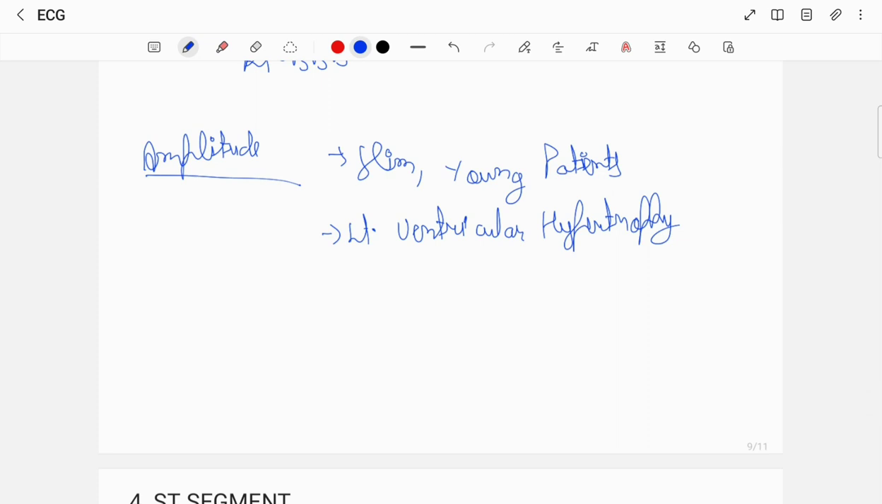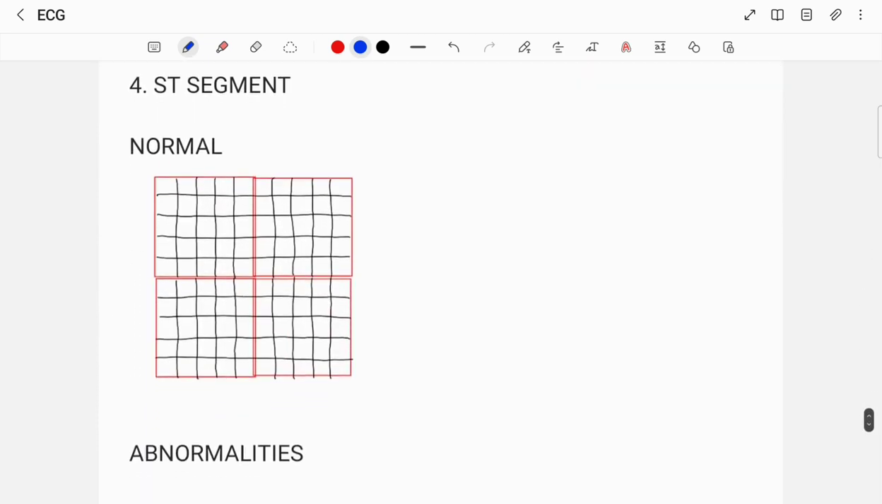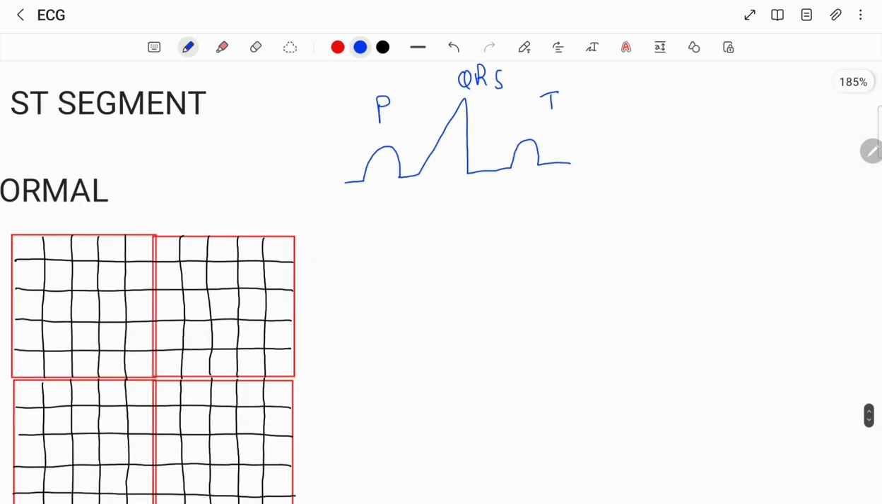Next, what I will be talking about is the ST segment. Now again, I'll be drawing an ECG wherein we have the P wave, QRS complex and a T wave. Now if I talk about a normal ST segment, a normal ST segment would mean that it is in line with the PR interval. Now what do I mean by that? I'll explain it to you.